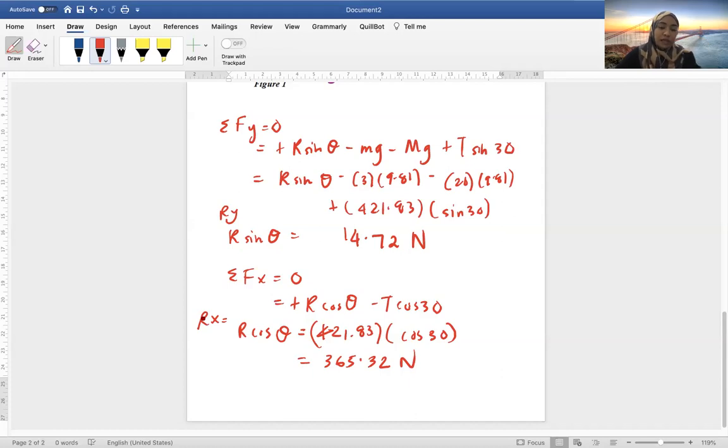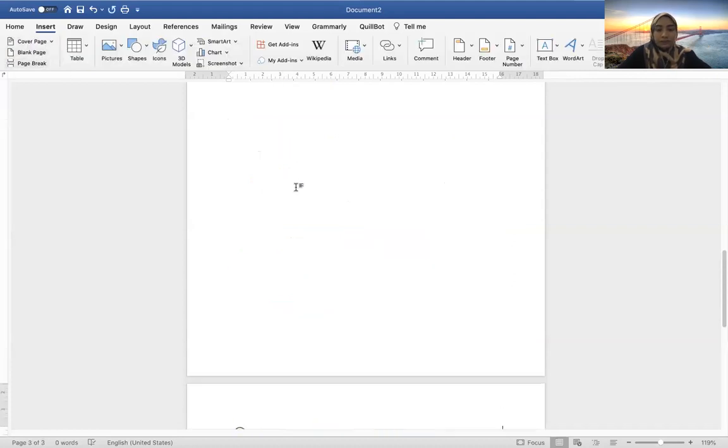However, if the question asks you to find the magnitude of r and the direction of r, that means you have to find the angle, right? So how do you do that? Okay, let's figure that out. Insert page break. Let's do it here.